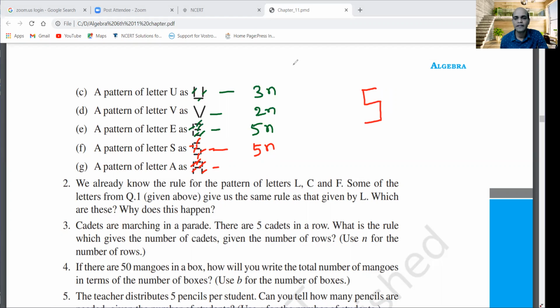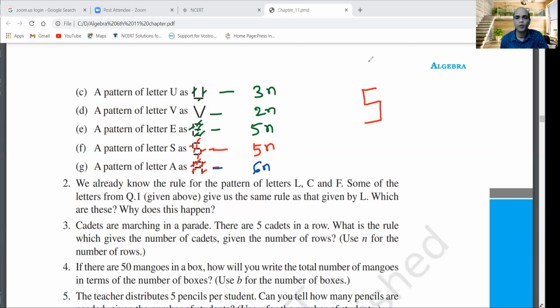Who can tell me the rule? For 1A, we require 6 sticks. So what's the common rule? Sir, 6. For 1, we need 6. For 2, we need 12. 6 multiplied by n is the rule over here. Now clear? Very good. Everyone is welcome, because this is the fundamental thing we have studied.